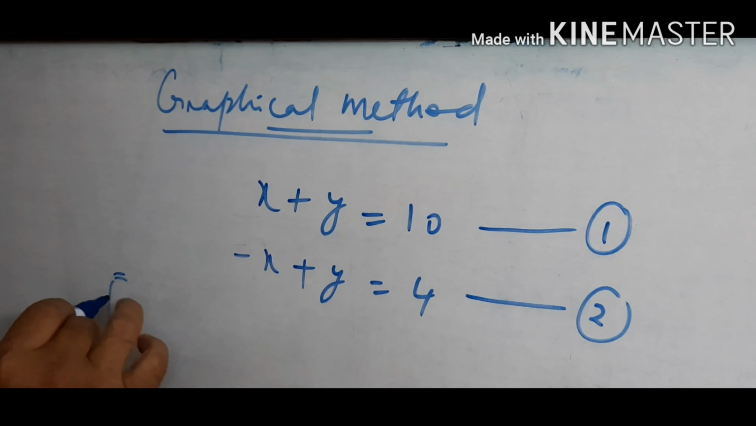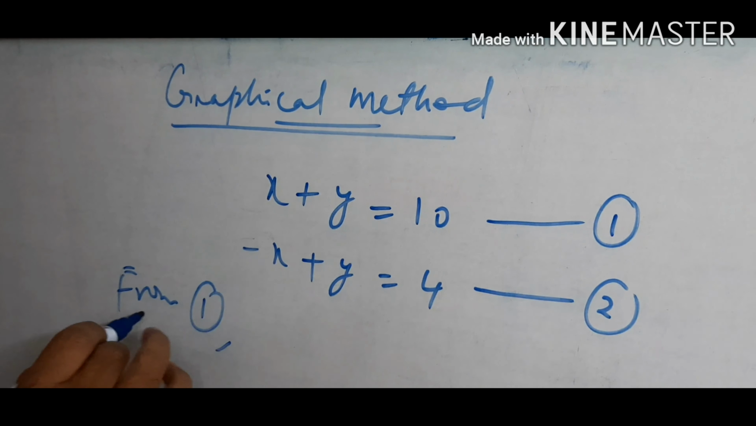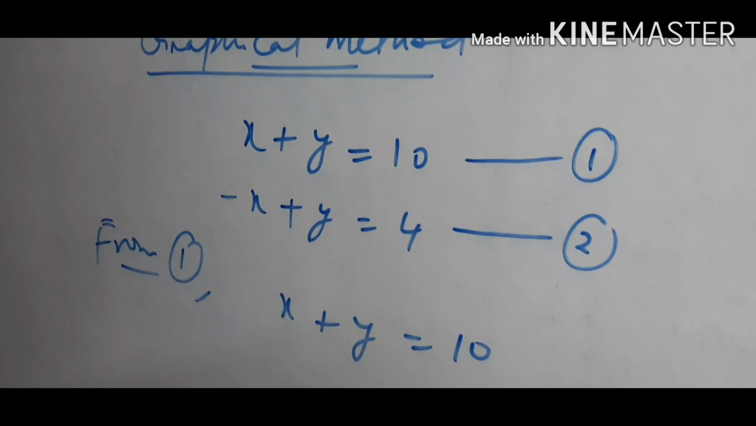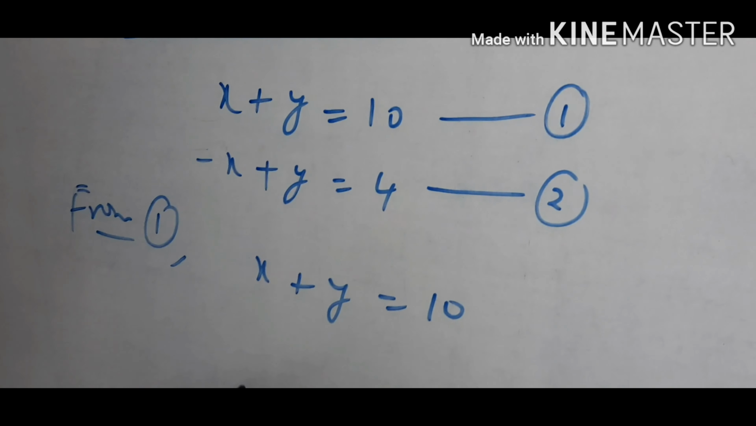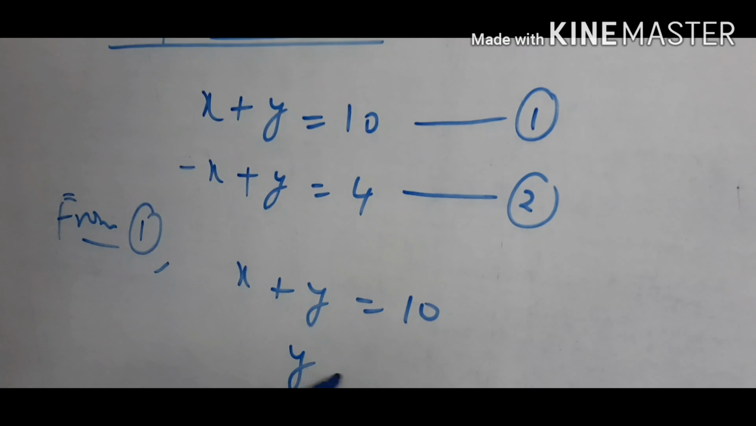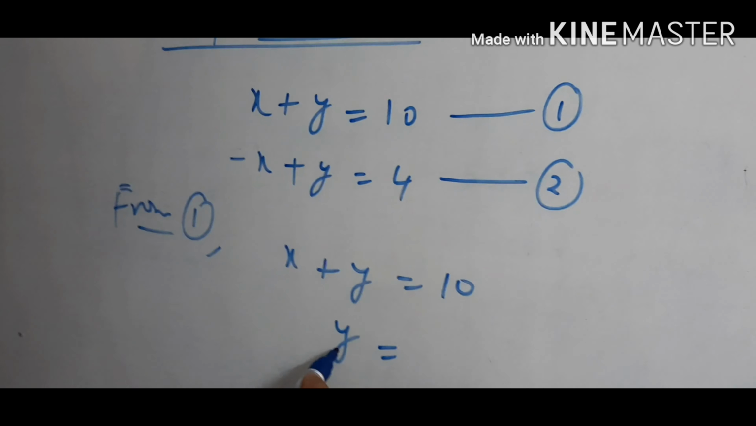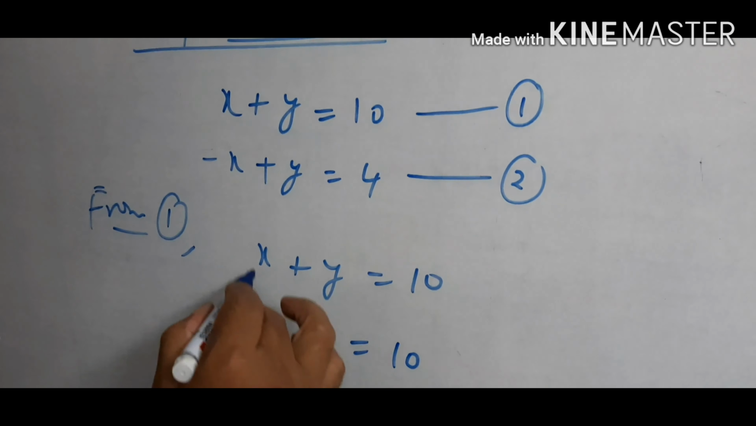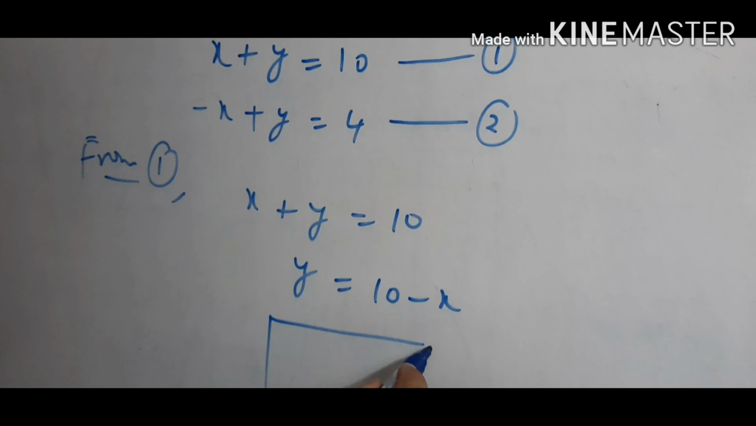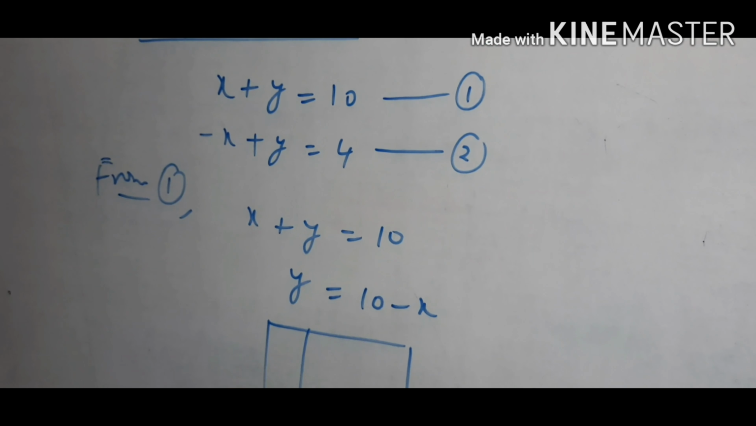Then we are taking from 1: x plus y is equal to 10. Rewrite this equation with y as the subject, that means y as the dependent variable. So separate y on the left side and take x to the right: y equals 10 minus x. Now you have to prepare its value table.